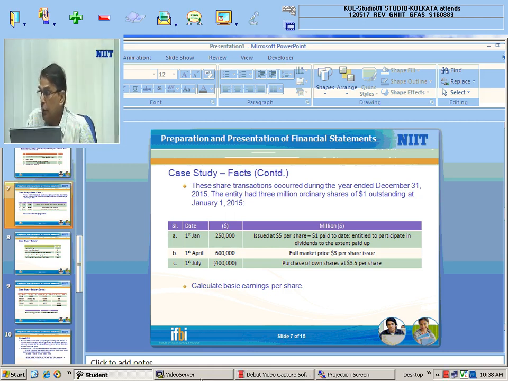When a company buys back its own shares, they have to pay the shareholders who are offering the shares on buyback. So the number of shares will go down, isn't it? When a company buys back 400,000 shares from its shareholders, the total number of issued and outstanding ordinary shares will go down. This 400 is basically 400,000 shares which were bought back by the company on 1st of July, paying $3.50 per share. Is that clear? That is the information. On 1st of July, the company bought back 400,000 shares.